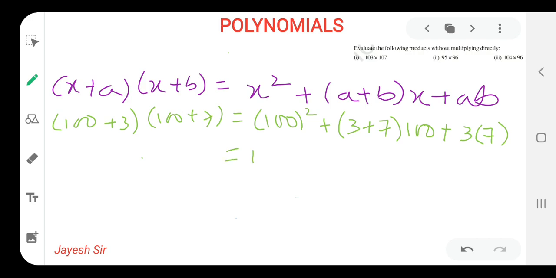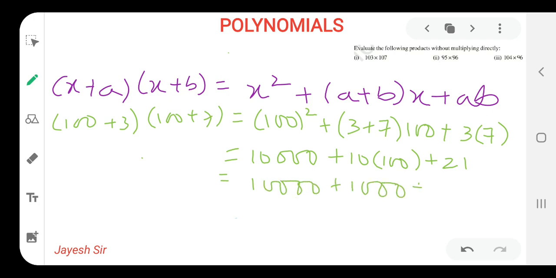Now 100 square, we all know 10,000 would be our answer. 10,000, then 3 plus 7, that means 10, should multiply with 100, that is 1,000, plus 3 into 7, 21. Now 10,000 plus 1,000 plus 21, that means 11,021. I am not showing you how I have added, as you are now in 9th standard. You all might know how to add it easily. So 11,021 is the answer, that we can solve easily.